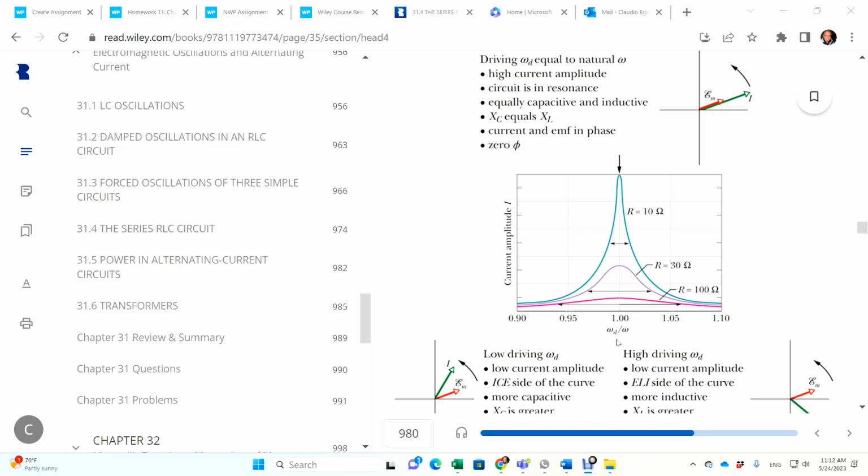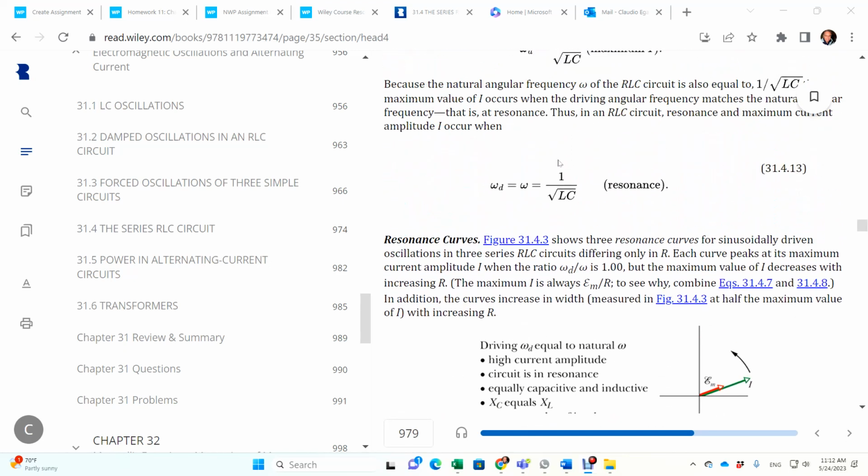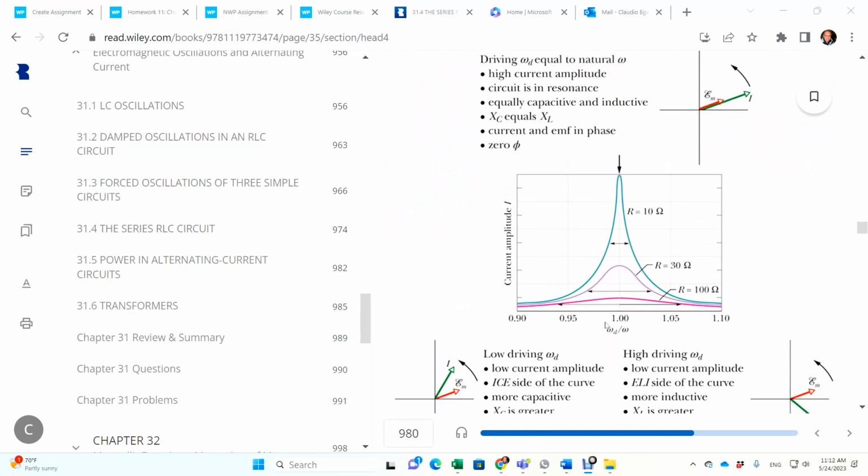When omega is equal to omega d, which is the resonance frequency, take a look here. That's the resonance frequency. This ratio is going to be equal to 1, right? Outside this value, what happens to the amplitude of the current? When this ratio is equal to 1, you can see that the amplitude of the current is maximal, right? Outside this value for the ratio, the current decreases, is smaller. Okay, and why is this important?